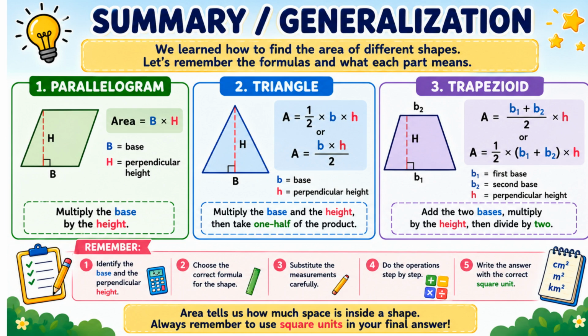When finding the area of any shape, follow these steps. First, identify the base and the perpendicular height. Second, choose the correct formula. Third, substitute the given measurements carefully. Fourth, solve the problem step by step. And fifth, write your final answer using the correct square unit.